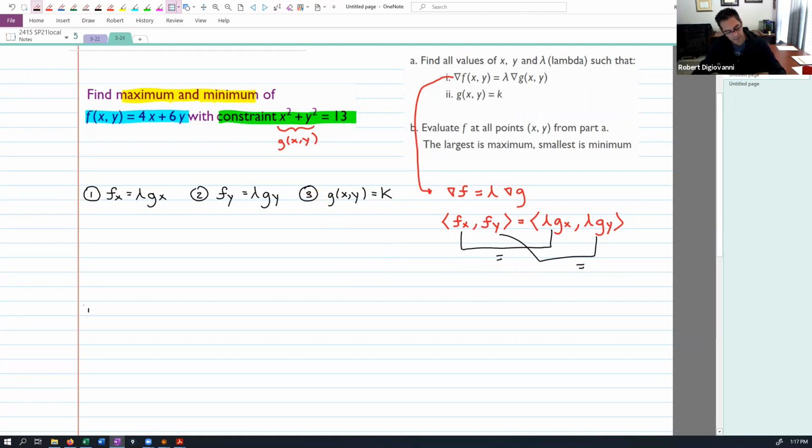So let's do that first one. For this problem, the partial of f with respect to x is just 4. That must equal lambda times the partial of g with respect to x. Here's g, so the partial of that with respect to x is just 2x. The second thing I have to have is that the partial of f with respect to y, which is 6, must be equal to lambda times the partial of g with respect to y, which is 2y. And the third equation is the constraint equation, which is x squared plus y squared must be 13. Any questions?